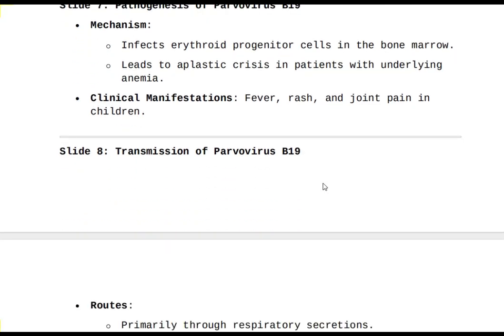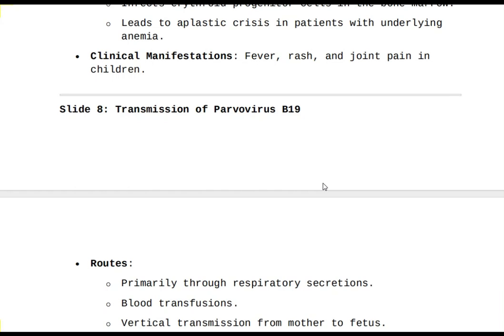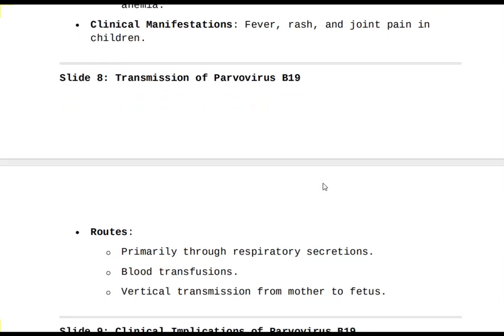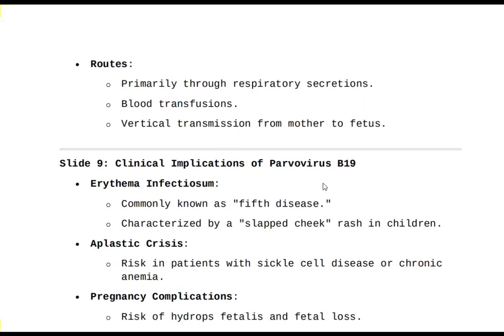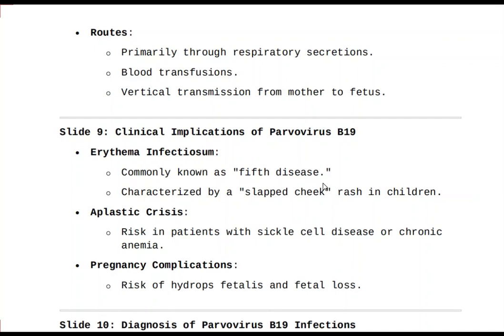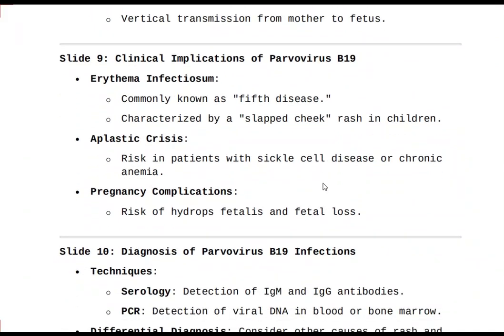Pathogenesis is by infecting erythroid progenitor cells in the bone marrow, which leads to an aplastic crisis with anemia. Manifestations are fever, rash, and joint pain in children. Transmission is by respiratory secretions, blood transfusion, and vertical transmission from mother to fetus. The conditions caused by this would be, number one, erythema infectiosum, also known as fifth disease, characterized by a slapped-cheek rash in children.